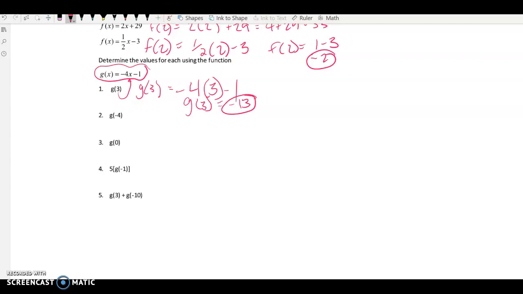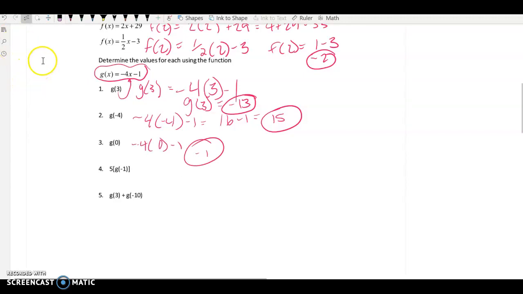All right. This next one, they want me to plug in negative 4. So negative 4 times negative 4 minus 1, I get 16 minus 1, I get 15. G of 0, when I plug that in, I'm going to get negative 4 times 0 minus 1, so I get negative 1. This next one, for number 4 and number 5, takes a little bit more work. If you take a look at this, in parentheses, it says g of negative 1. So we're going to plug negative 1 in for x first. So negative 4 times negative 1 minus 1. Negative 4 times negative 1 is 4. 4 minus 1 is 3.